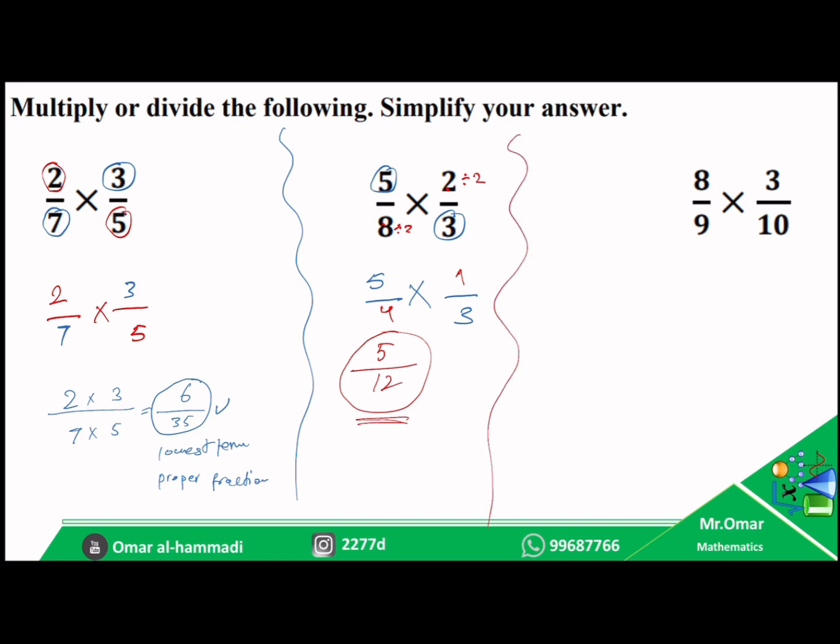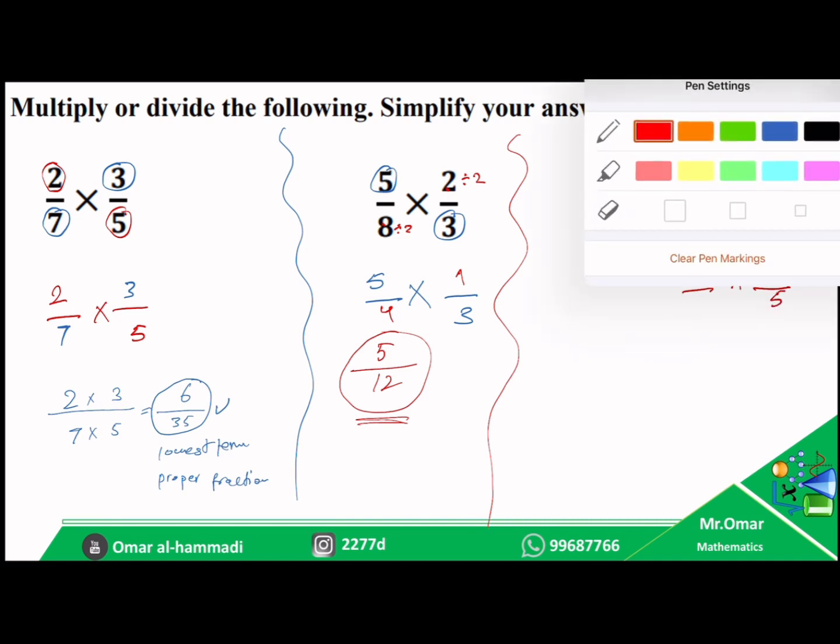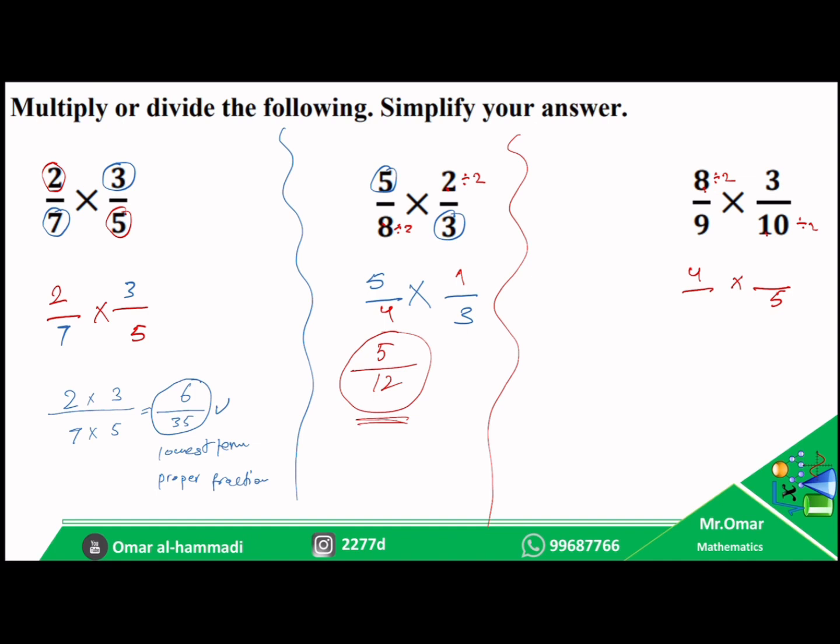The last one, we have to see 8 and 10. 8 and 10, what's the common factor between them? It is 2. 8 divided by 2 is 4. 10 divided by 2 is 5. Great. And the other one, between 3 and 9, we have to divide by what? By 3. There is a common factor, 3. 3 divided by 3 is 1. 9 divided by 3 is 3.